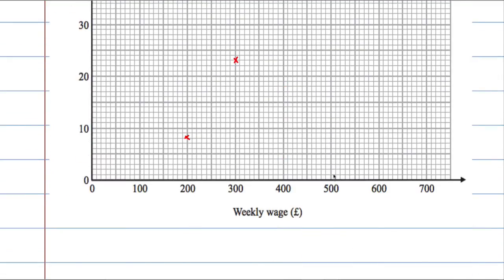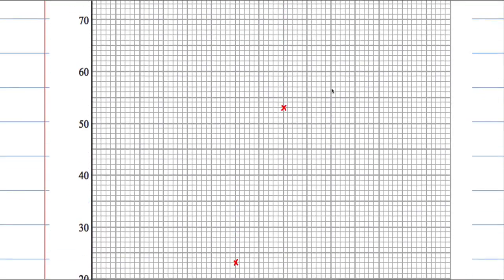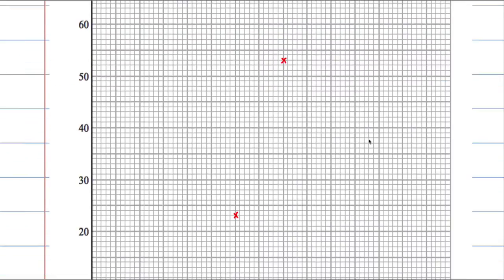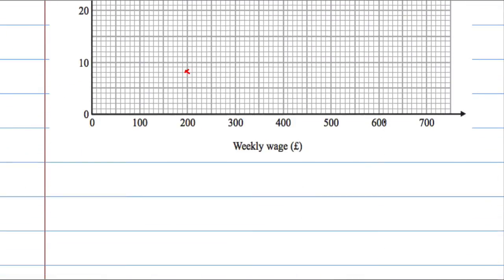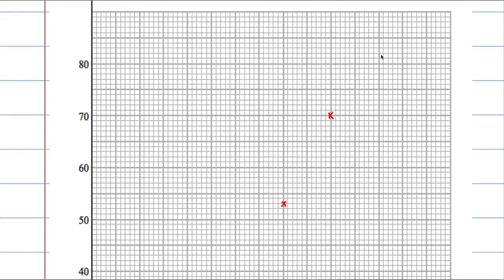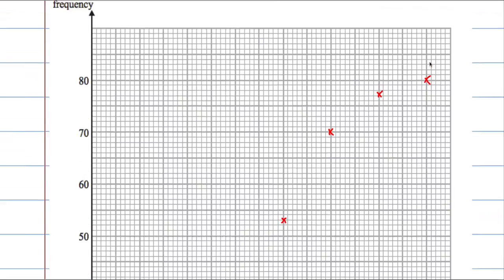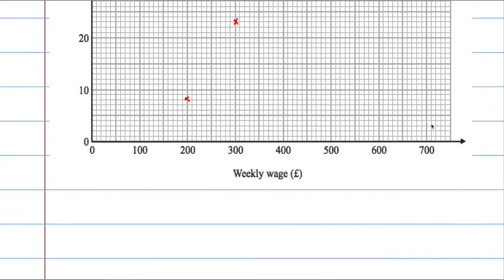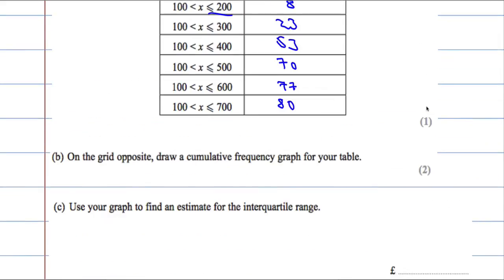500 against 70, which is here. I think it was 77, yeah. So 600 is here, and 77 will be here, and then finally 800 or sorry, 700 against 80 people. So 80 people.